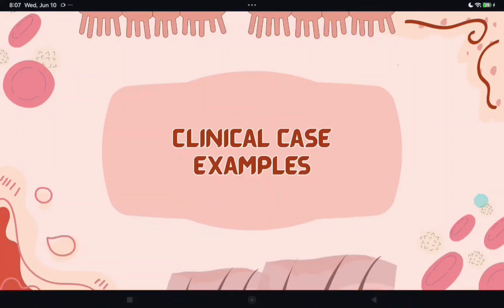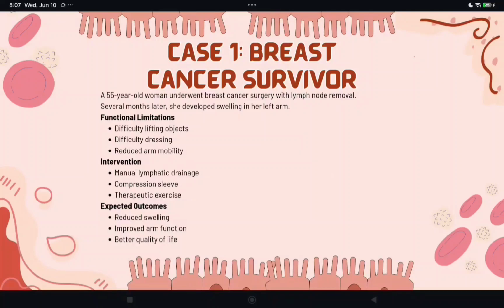Clinical case examples. Case 1. Breast cancer survivor. A 55-year-old woman underwent breast cancer surgery with lymph node removal. Several months later, she developed swelling in her left arm. Functional limitations: difficulty lifting objects, difficulty dressing, reduced arm mobility. Intervention: manual lymphatic drainage, compression sleeve, and therapeutic exercises. Expected outcomes: reduce swelling, improve arm function, and better quality of life.